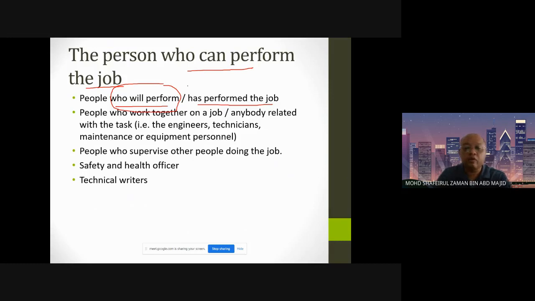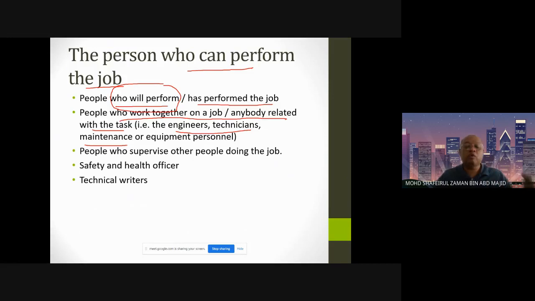And for those who have performed the job, sometimes you are required to redo the procedure again. Then you can refer to the SOP that you have prepared earlier. It is also meant for people who work together on a job or anybody related with the task. For example, you are working on a project and in the team there are groups of engineers, technicians, and maintenance personnel. You are going to prepare the SOP for them to follow.